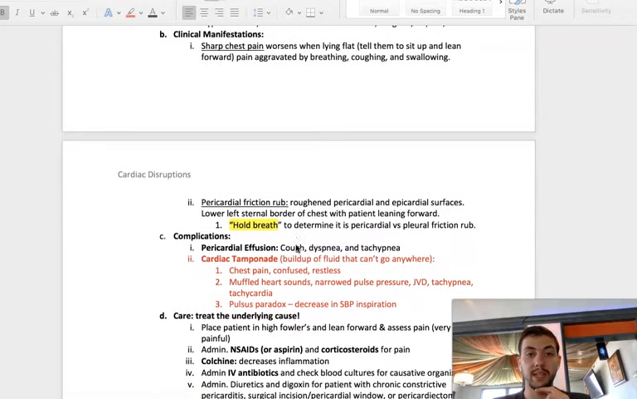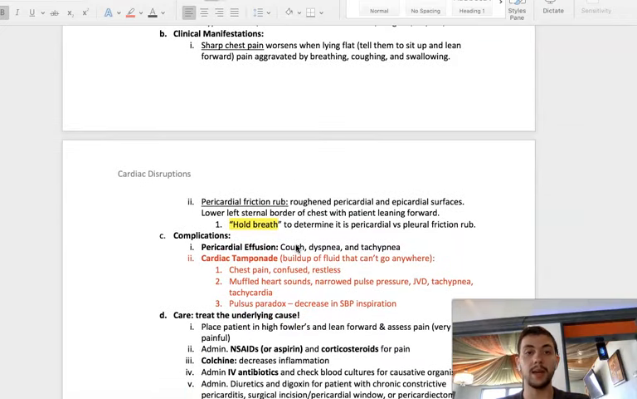Some clinical manifestations, the signs and symptoms you're going to see, are a sharp chest pain that worsens when you're lying flat, and the pain is aggravated by breathing, coughing, and swallowing. The most important one is the pericardial friction rub, where the pericardial and epicardial surfaces are rubbing. How can you tell? If you hold your breath, you would know if it's a pericardial or pleural friction rub. If you hold your breath and it's still there, it's pericardial.